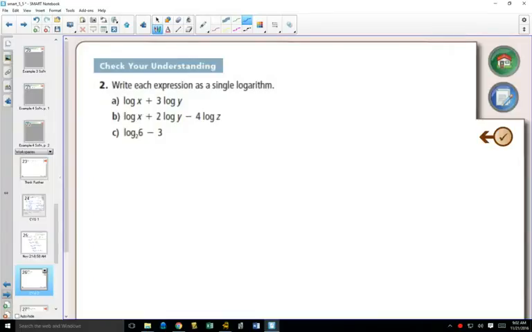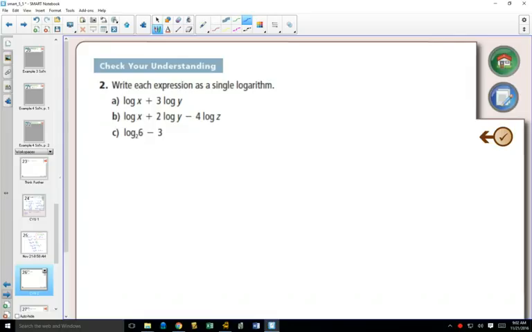So one of the important skills that we are working on and developing, that comes up later when we have to solve equations with logarithms, is writing things as a single logarithm. Whenever something says write an expression as a single logarithm, you're looking at your log laws and you're always wanting to move from the right-hand side to the left-hand side.